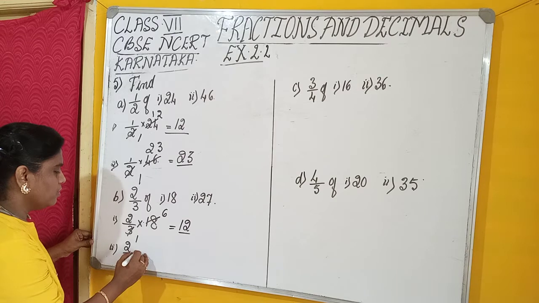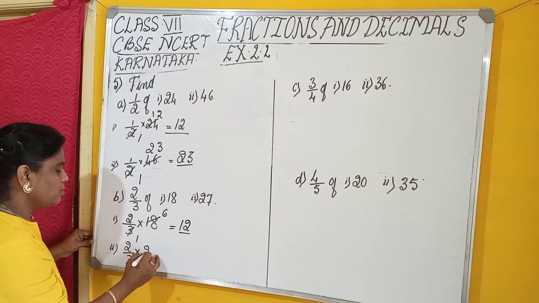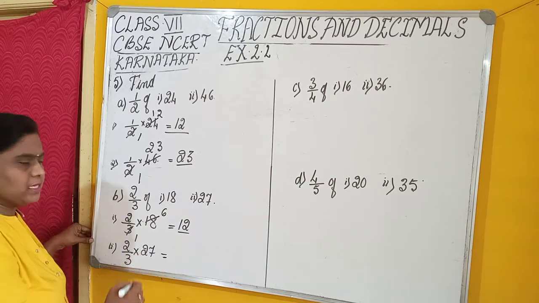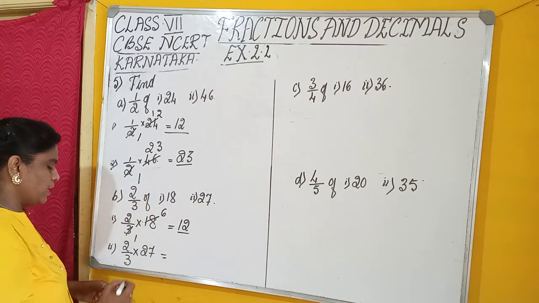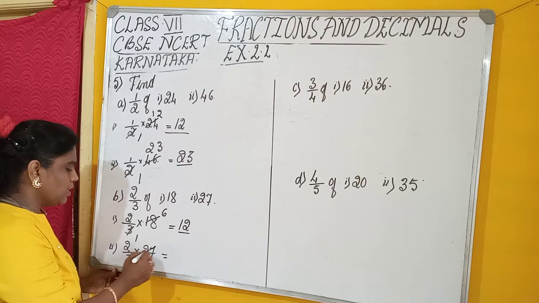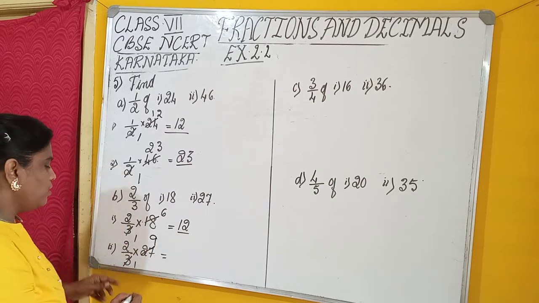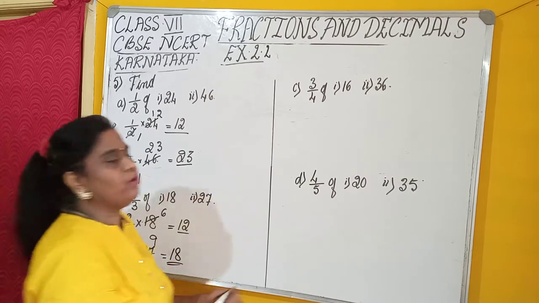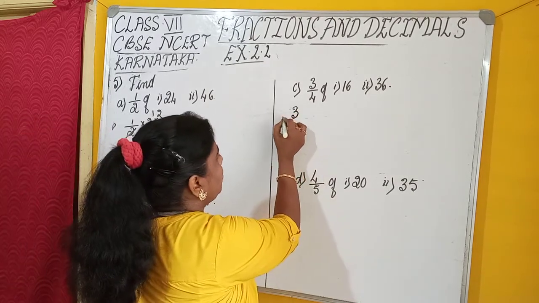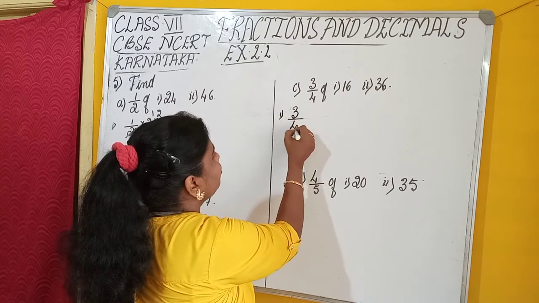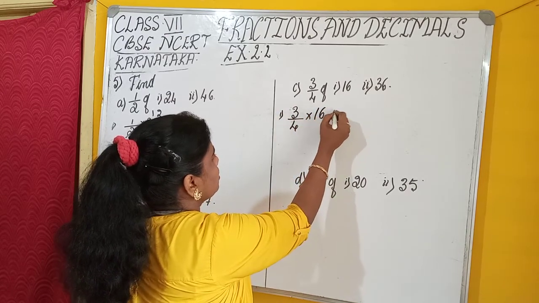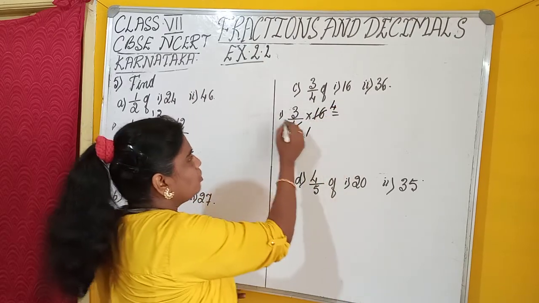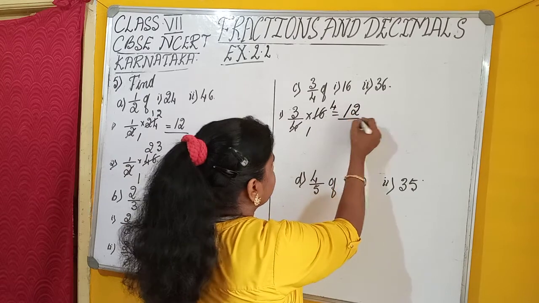2/3 of means multiplication, 27. We have to simplify this. For that, divide 27 by 3. That is 3 ones are 3, 3 nines are 27. 9 into 2 is 9 twos are 18. Okay, students, are you following? Next, 3/4 of 16, that is equal to 4 ones are 4, 4 fours are 16, 4 threes are 12.